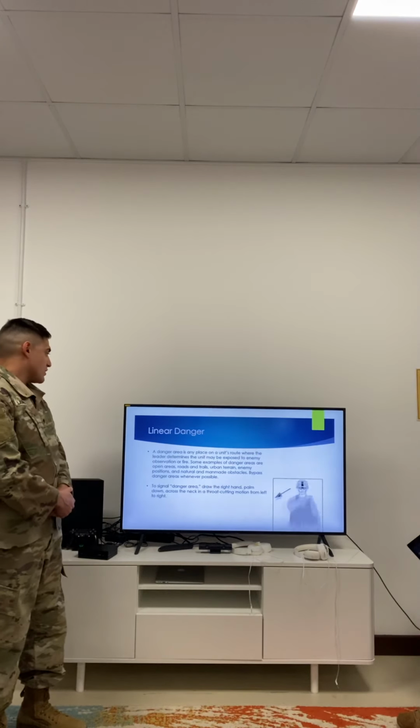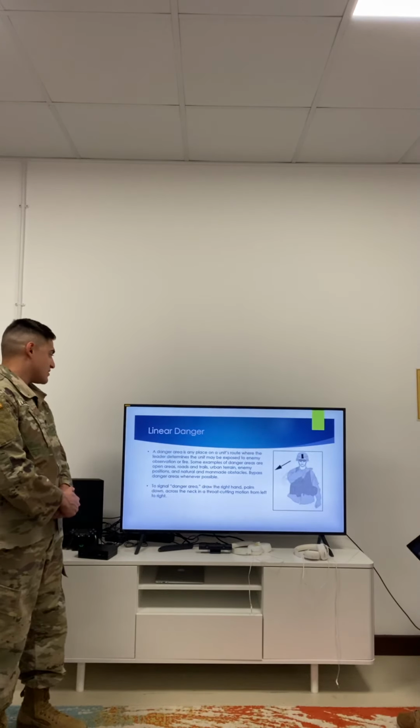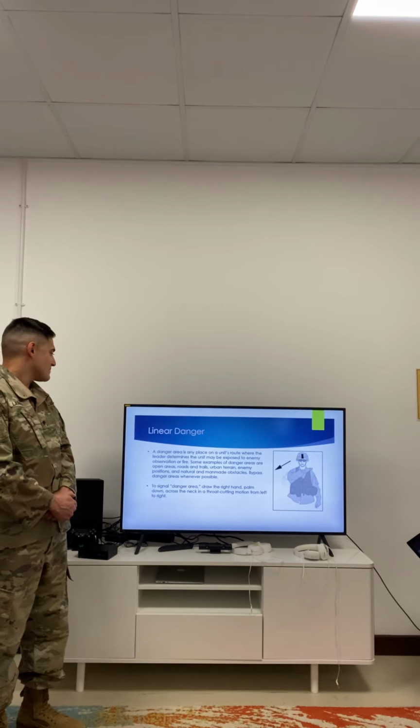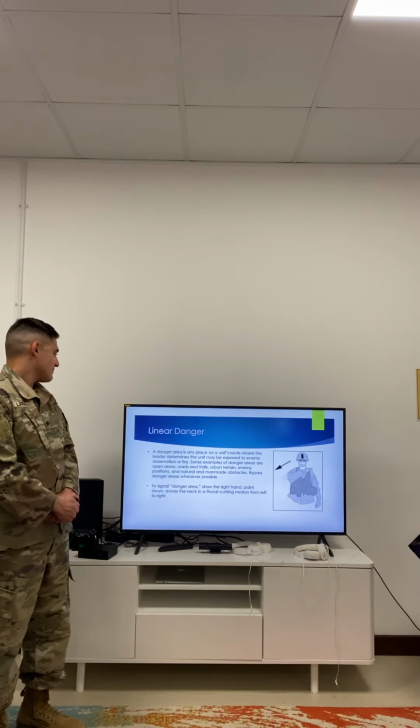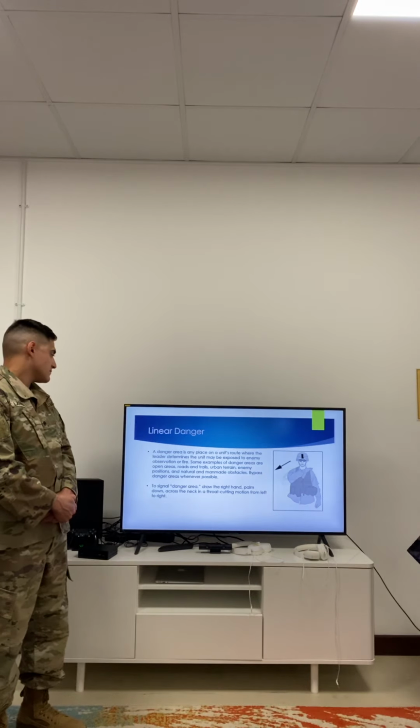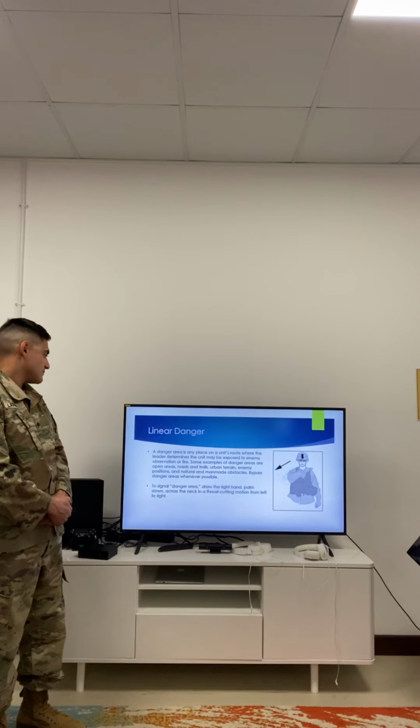Alright, our first one that we're going to be talking about is linear danger. Sergeant Brian, would you mind reading over this slide for me? Yeah, of course. A danger area is any place on a unit's route where the leader determines the unit may be exposed to enemy observation or fire. Some examples of danger areas are open areas, roads and trails, urban terrain, enemy positions, and natural and man-made obstacles. Bypass danger areas whenever possible.